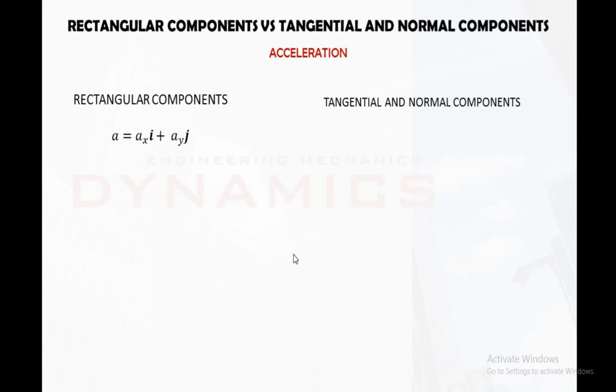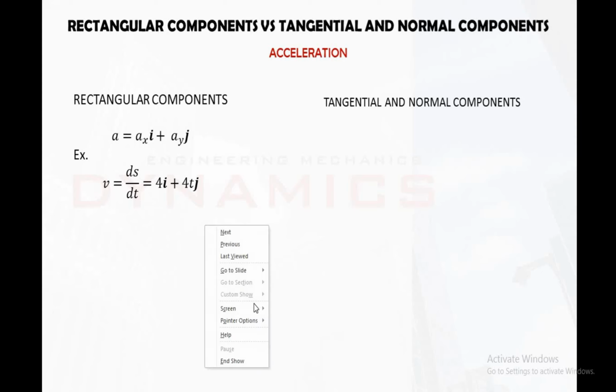Pagdating naman sa acceleration, ano ang difference ng rectangular doon sa may tangential and normal component? Dito sa may rectangular components, we all know that pag sinabing acceleration, meron tayong acceleration along the x-axis, meron tayong acceleration along the y-axis. Again, do not be confused with the letters i and j. Those are just the components. For example, dito sa may rectangular component, given, ang kanyang velocity ay equal to ds over dt, that is equal to 4i plus 4tj.